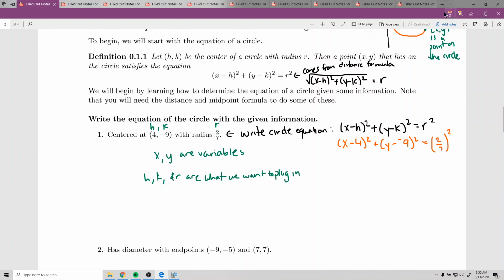Now the only thing you want to do here, you don't want to try to multiply this squared out or anything. All you want to do is, if you have double negatives, simplify them and simplify the fraction to r squared. So simplify, but do not multiply out.